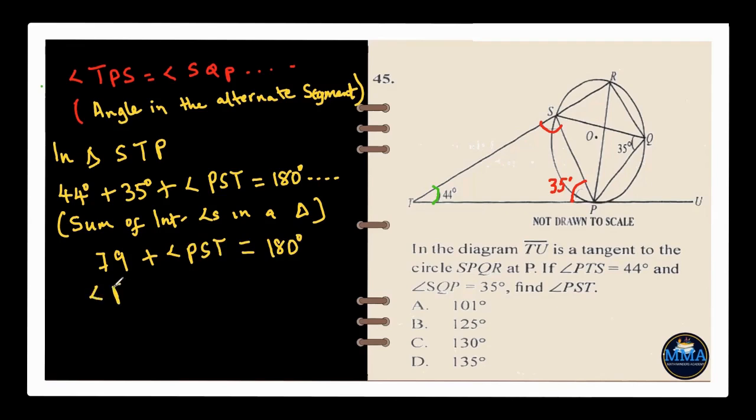So angle PST equals 180 degrees minus 79 degrees. If you solve that, you will see that 180 minus 79 is 101. Now say, therefore, angle PST equals 101 degrees. And that is option A.